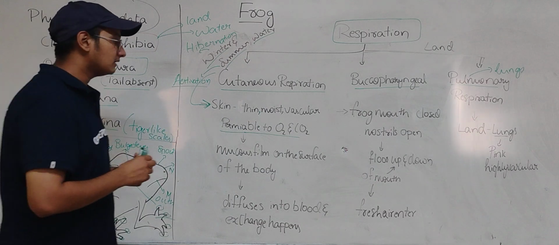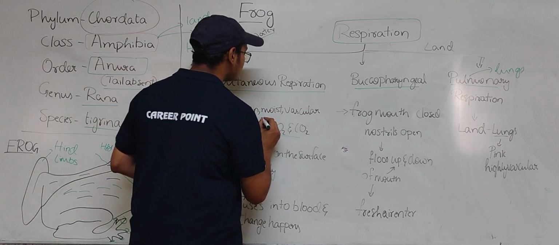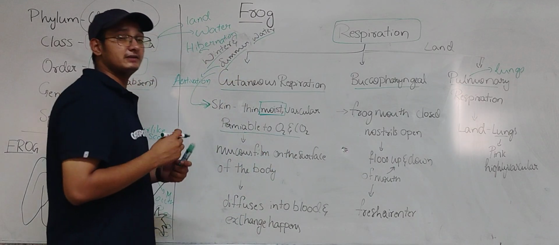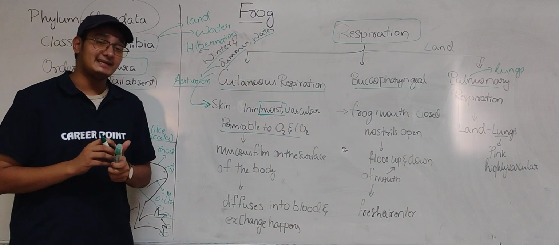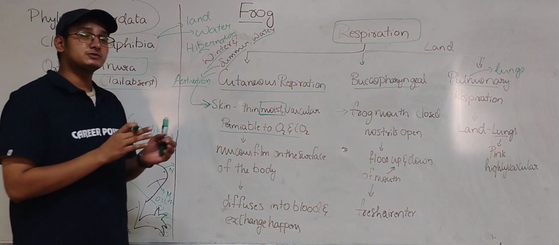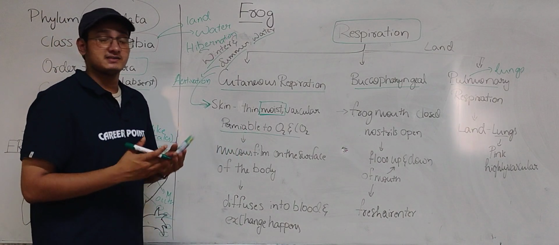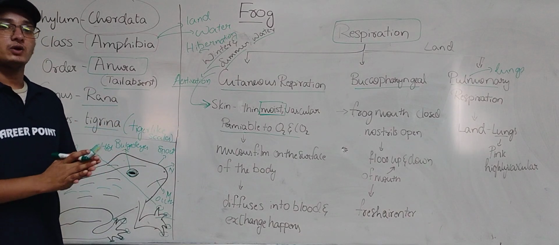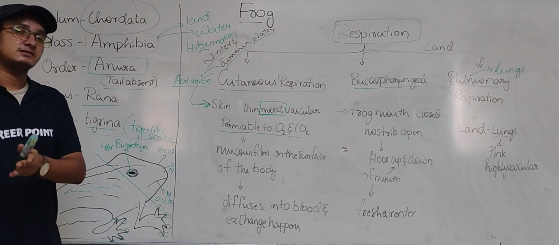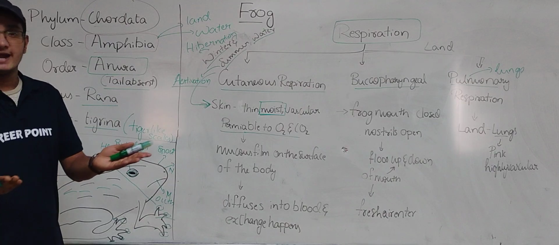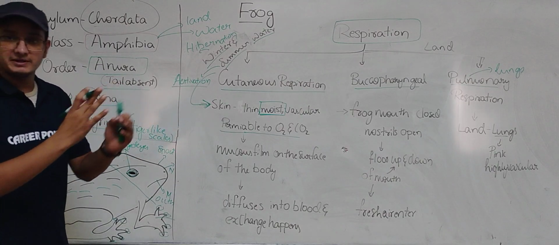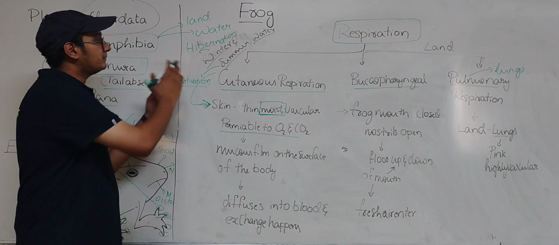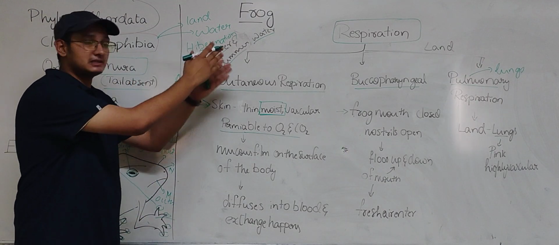So there is one more thing. For frog, the skin must be always moist. If the skin of the frog becomes dry, it will die. Because sometimes it lives in water and sometimes it lives on land, and in order to get rid of some animals, or to get rid of severe climatic conditions, they go into an inactive state called hibernation and estivation, and sometimes it lives in water.